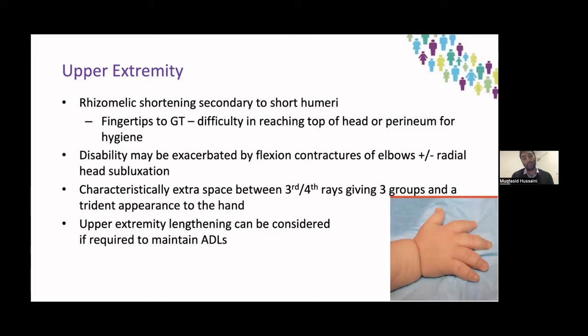Upper extremity lengthening can be considered if required to maintain activities of daily living. However, there are risks of complications, which we'll discuss in the lower limb section.